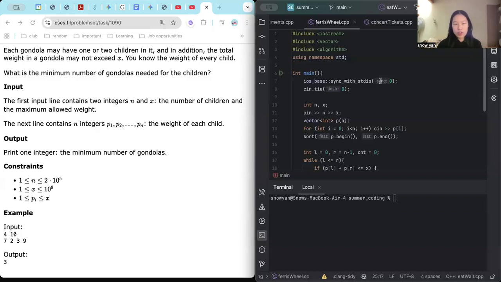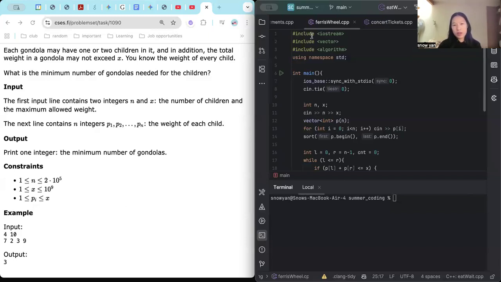So what I do for this question is that ideally I would want to have two children in every gondola unless there's one that is overweight, so then I would have one person inside. And I know that in this condition my pi must be less than or equal to X. So I should be fine. So at least every child is definitely able to go on a gondola.